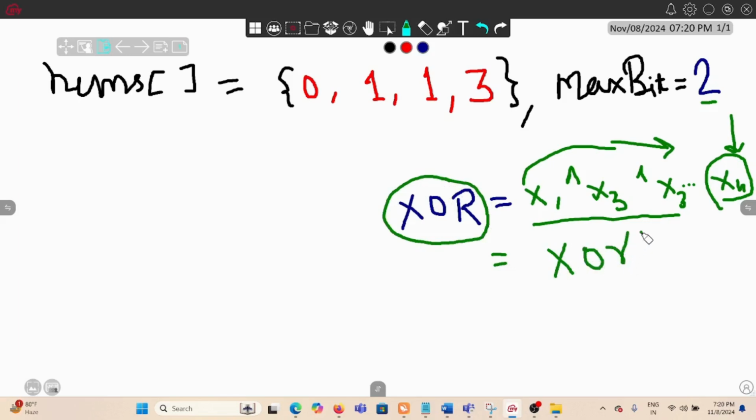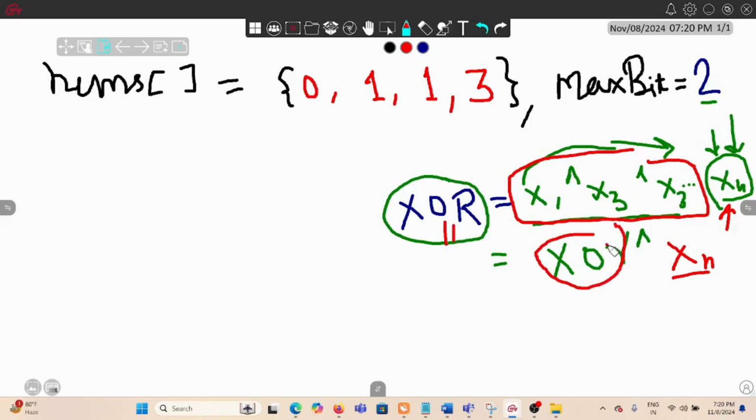If we do the XOR of this value with the number which we are going to remove, let's say this is xn, then if we remove xn, we get the XOR of the remaining numbers x1, x2, x3 till xn minus 1. Whatever value we have here, we XOR with xn, the one which we have removed. So we can directly get the overall XOR of the remaining numbers. So remember this as well. Okay, now we are clear with these two concepts.